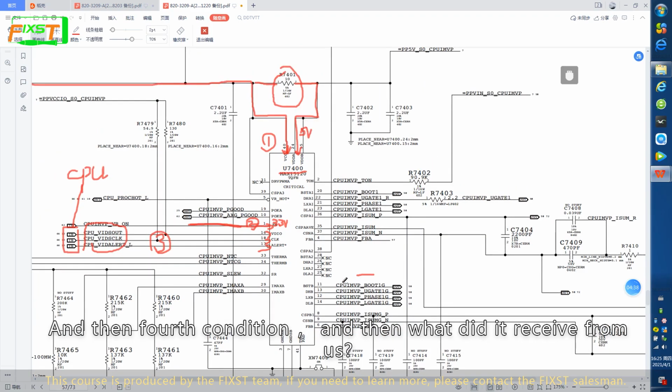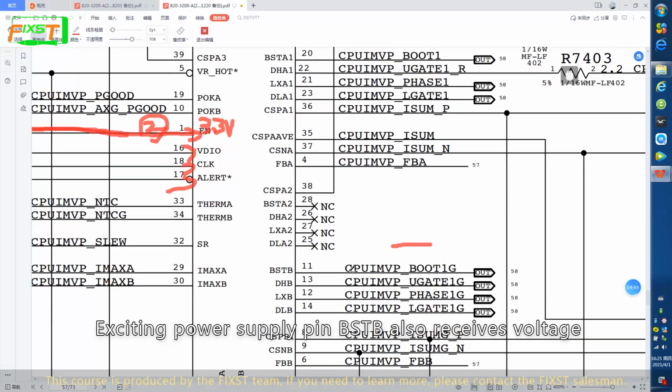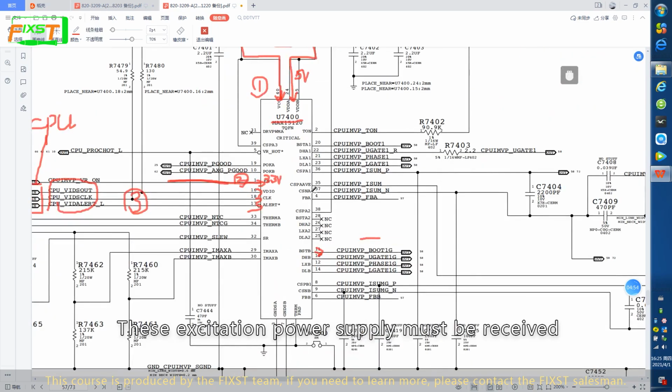And then the fourth condition. And then what did it receive from us? The excitation power supply pin BSTB also receives voltage. This had to be output. This excitation power supply must be received.